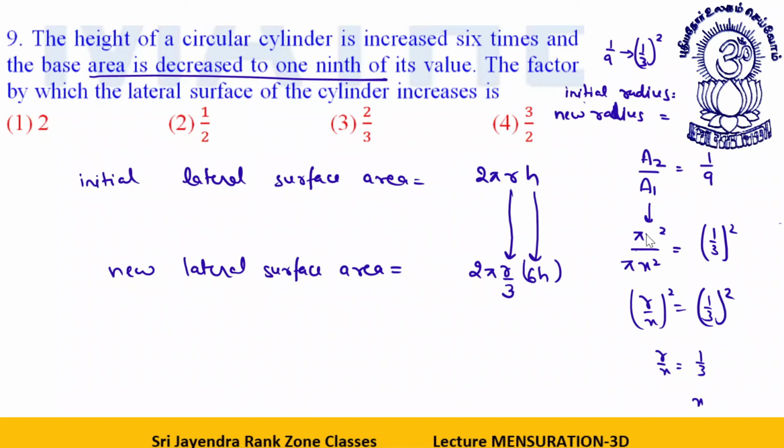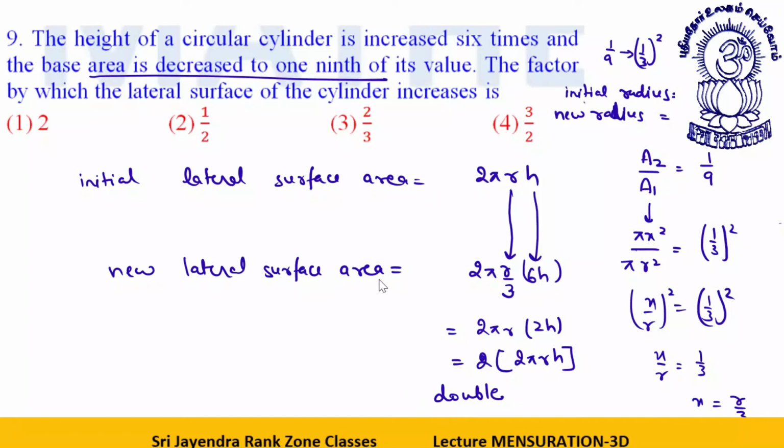This is pi x square by pi r square, x by r, x is equal to r by 3. So this is like x is equal to r by 3. This I can say 2 pi r into 2h, or double of 2 pi r h. So it becomes double.